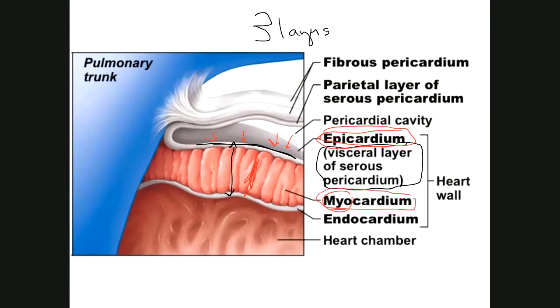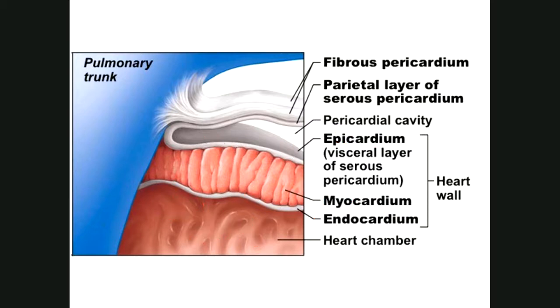And then there's a layer in here which lines the hollow spaces in the heart. It lines the cavities, the chambers. And that's called the endocardium. So we have three layers. We have the epicardium, the myocardium, and the endocardium. Any questions about that?